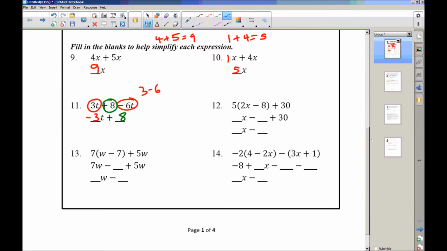We have 5 times (2x minus 8) plus 30. So first I have to distribute the 5. So I'll have him hop the fence, and he'll become 10x and minus 40. And then we bring along the plus 30.